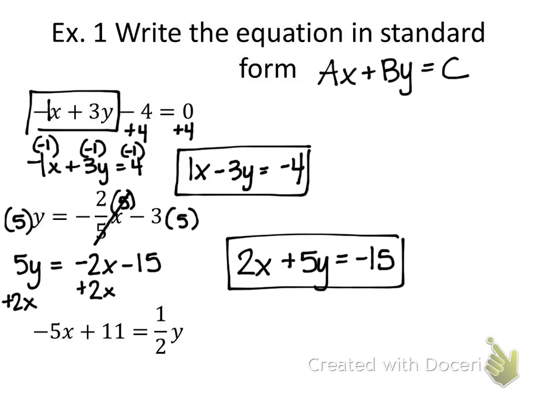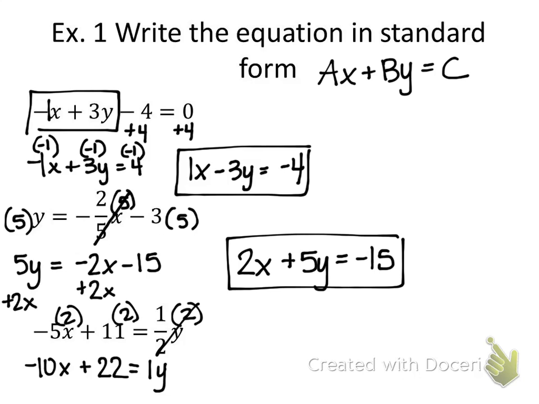I see a fraction. I know I've got to change it. What can I multiply this fraction by to make it a whole number? Let's find our denominator, which is 2. So I know if I just multiply this fraction by 2, what's going to happen? Are those going to cancel out? Whatever I do to one thing in my equation, I've got to do to everything. So I have negative 10x plus 22 is equal to 1y.